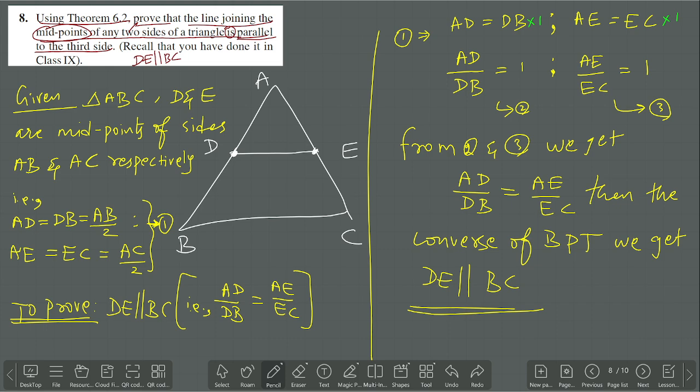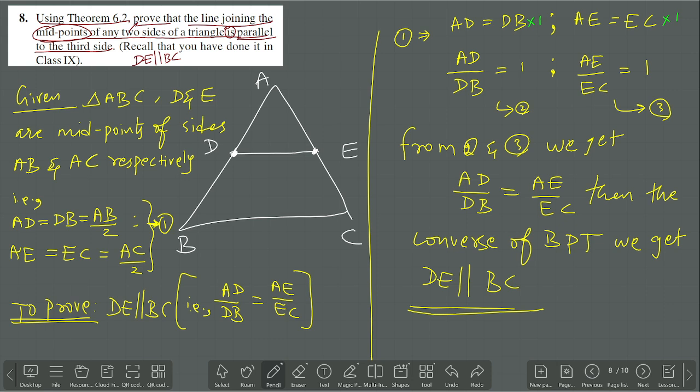Shall we go next? Just 2 more sums I will complete. Don't worry. This is the easiest one. It will not take much time.